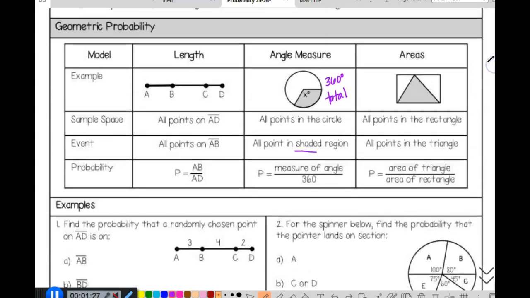Now, the area model. This is why we did area problems for our warm-up, because for area you have to know, again, the shaded region. So here, what's the shaded region? The triangle. So we would do the area of the triangle divided by the area of the full figure, which is what shape? Rectangle. So the area of the triangle divided by the area of the rectangle. This is why we practice area for our warm-up. Now, let's get started and look at each model.